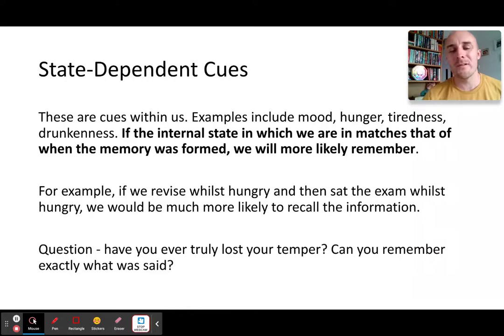So other internal environments include, but are not limited to, mood, hunger, tiredness, drunkenness. If you are sober when you try to remember something from when you're drunk, if you're tired when you make a memory but you're trying to remember it when you're really hyper, for example, if you're hungry when you had the memory and you're trying to remember it just after eating, you will not be able to do so. So as it says there in bold, if the internal state we have matches that of the one we had when we made the memory, we are more likely going to remember.